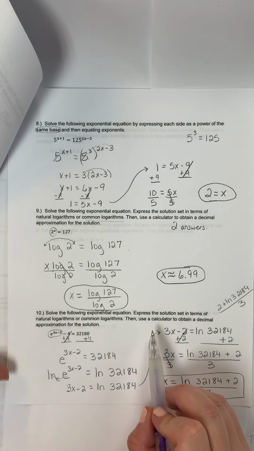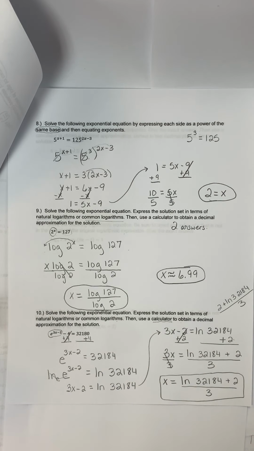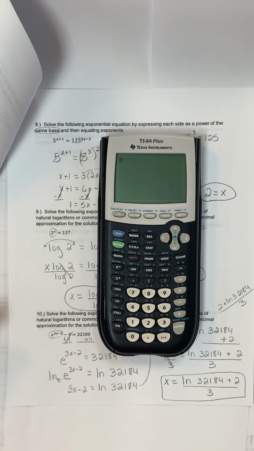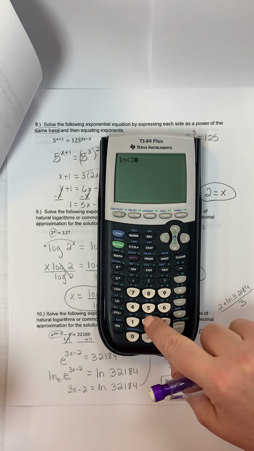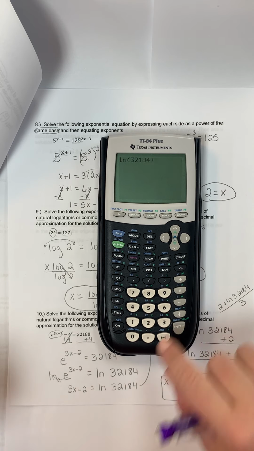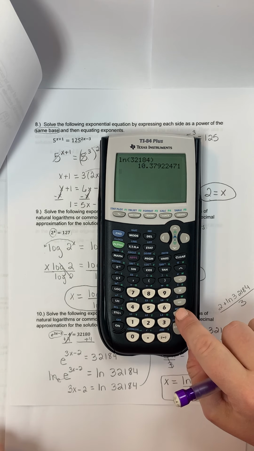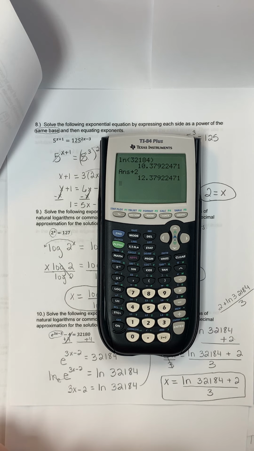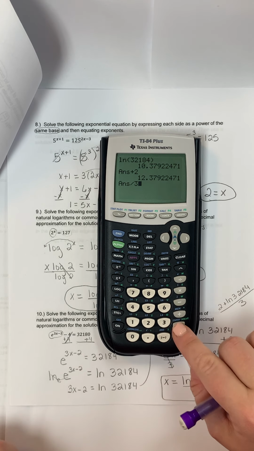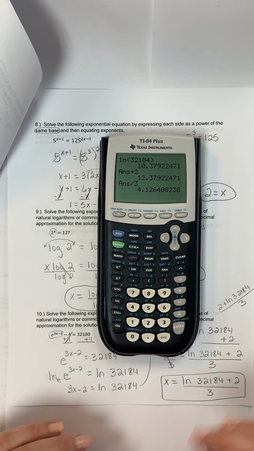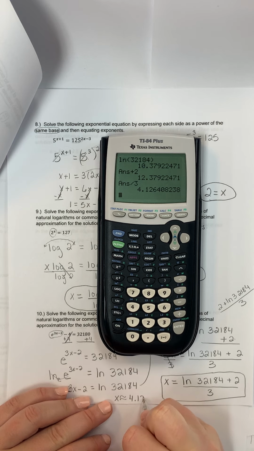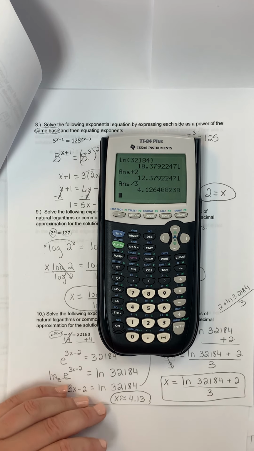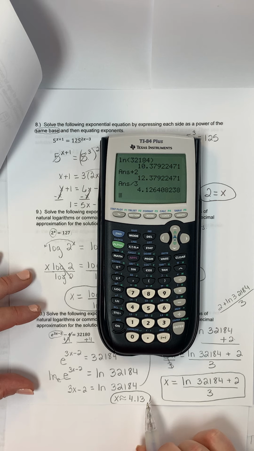Okay? All right, now we also have to use the calculator, so we're not done. We have to be able to put this in our calculator and not mess it up. So here we go. Now we're going to take the natural log of 32184, enter. Then add 2, enter. Then divide by 3, enter. I took 3 different steps and I came up with 4.13.